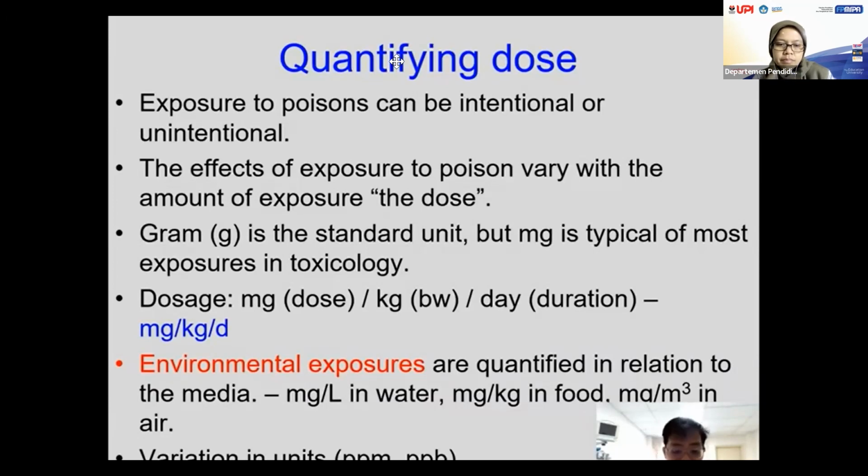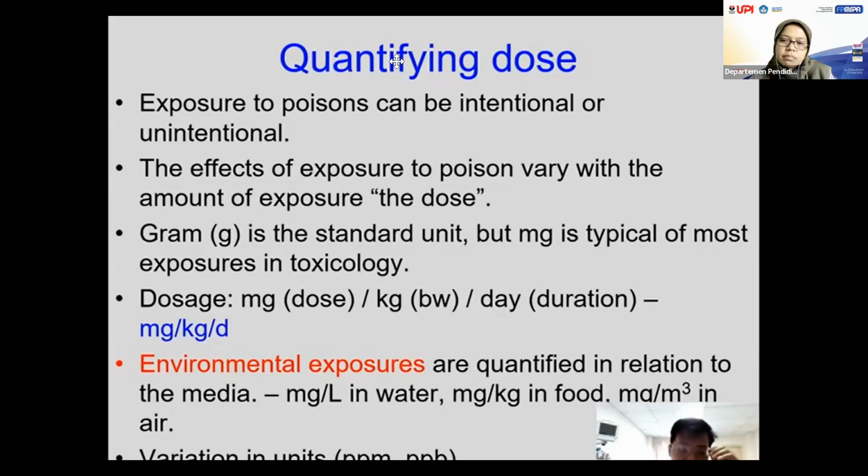So let's say we eat MSG every day. We're exposed to 10 milligram of MSG. Let's say, for me, it's about 75 kilogram. 10 milligram per 75 kilogram per day. Okay, so this is the dosage that I have been exposed to, covering the so-called exposure, right? And another way of quantifying dose is environmental exposure, right?